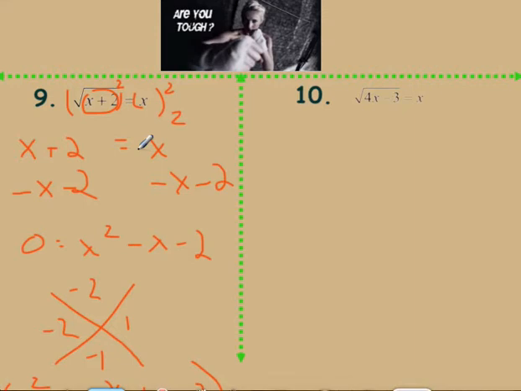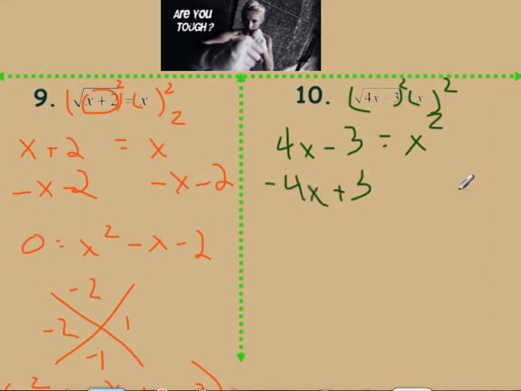So next, let's take a look at number 10. So for number 10, again, I'm going to square both sides because my radical is already isolated. So then I end up getting 4x minus 3 is equal to x squared. Now I like to bring the 4x and the 3 over to the other side because that keeps my a value positive. And that's just easier for me to work with when I keep my squared value positive.